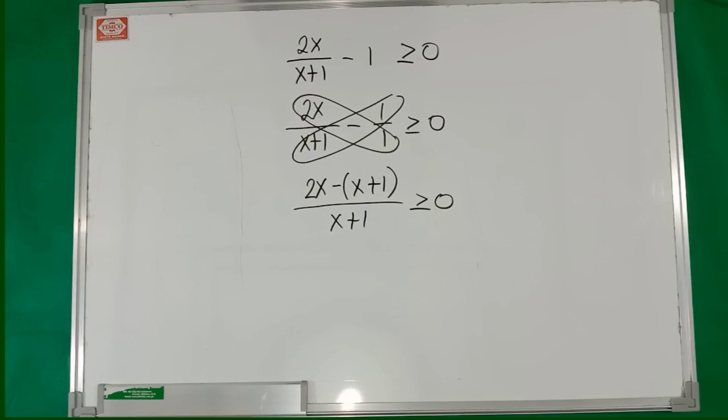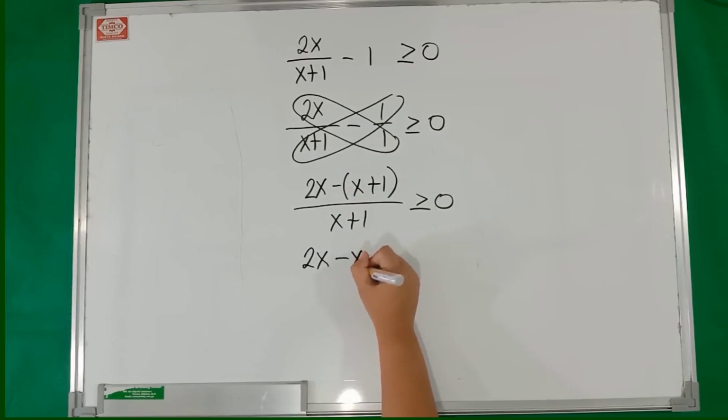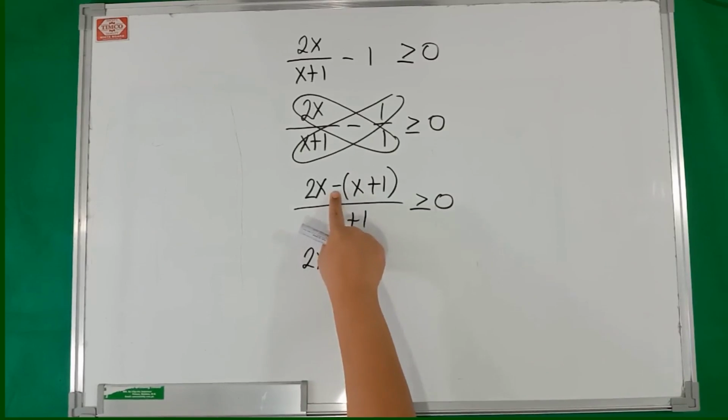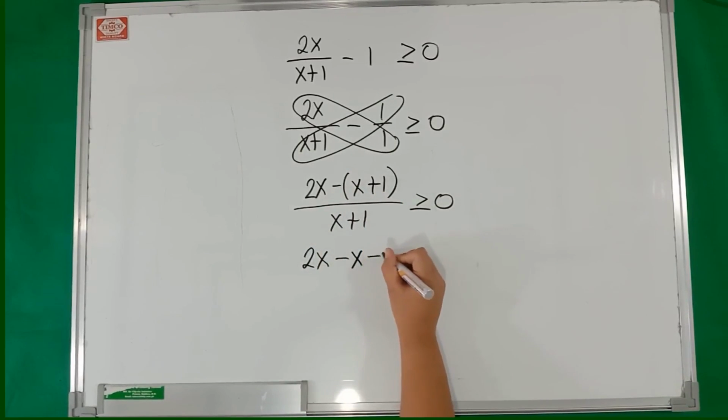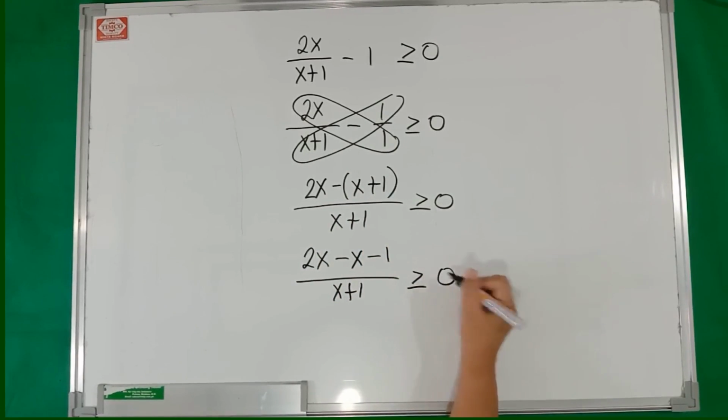Now, we are ready to distribute the negative sign in our binomial. So 2x, negative times positive is negative x, negative times positive is negative 1, over, just write x plus 1 is greater than or equal to 0.